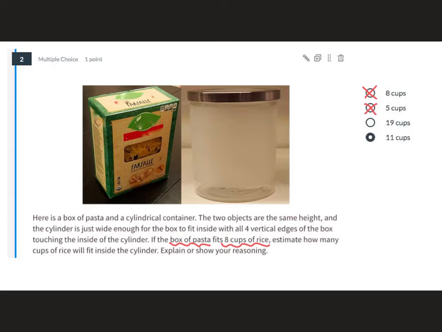And now we can choose from 19 cups or 11 cups. So is it going to be twice as big, or bigger than twice as big, or just a little bit bigger? It's actually going to be 11 cups, not the 19 cups, because if the box sits inside of it, it's not going to be double the amount. It's only going to be slightly bigger. So that's why the 11 cups works for this question.